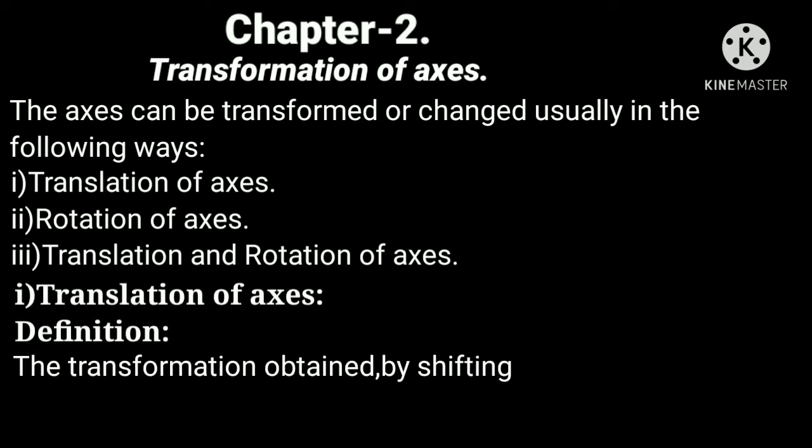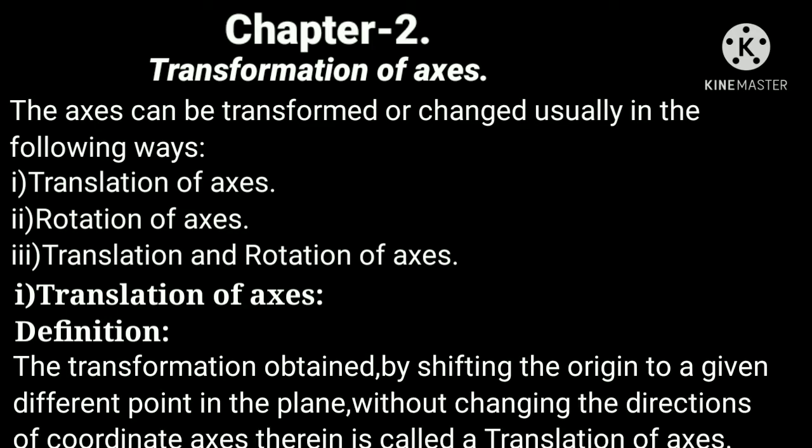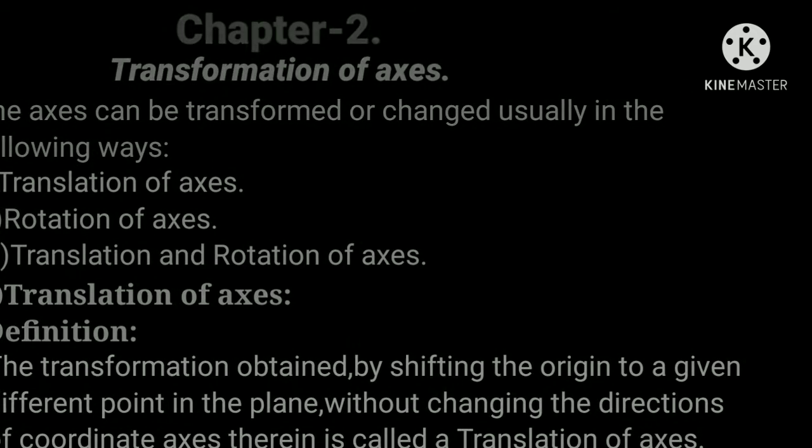The transformation obtained by shifting the origin to a given different point in the plane without changing the directions of coordinate axes therein is called a translation of axis. That means in this translation of axis, the origin (0, 0) is shifted to some other point in the plane without changing the direction of axis. If the origin is shifted, then the points and coordinate axes are also shifted.